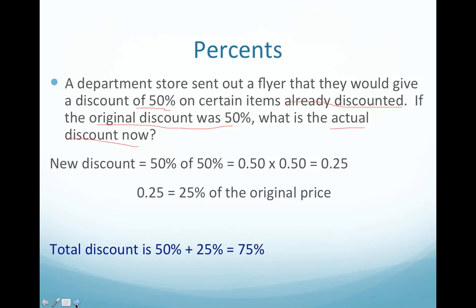So if they promise you 50% and they say, well, we're going to give you 30% on top of the 50%, but you've already got the 50%. So whatever your new discount is, it's going to have to be more than 50% because that's the idea behind giving you an additional discount on top of the discount you're already getting.